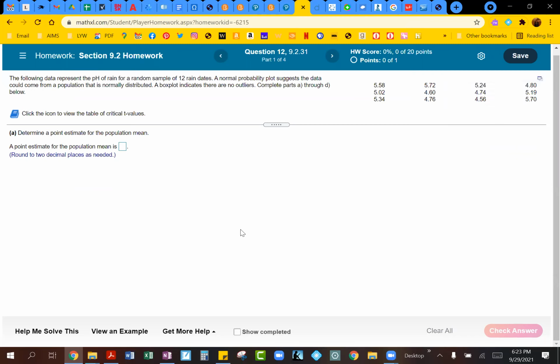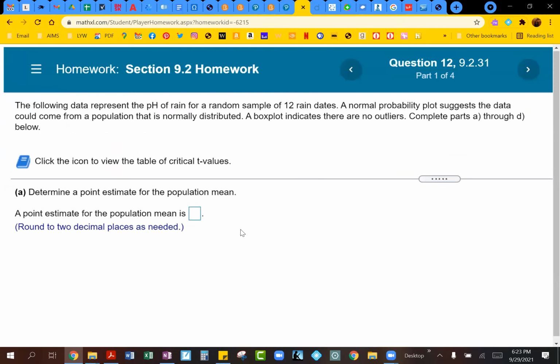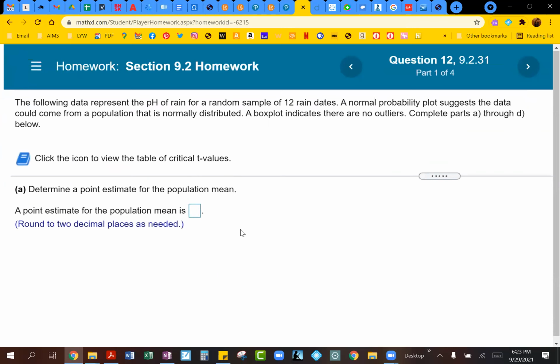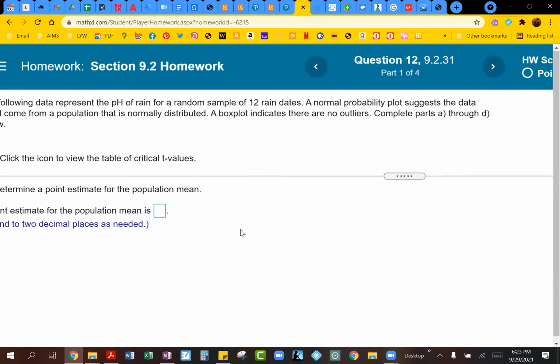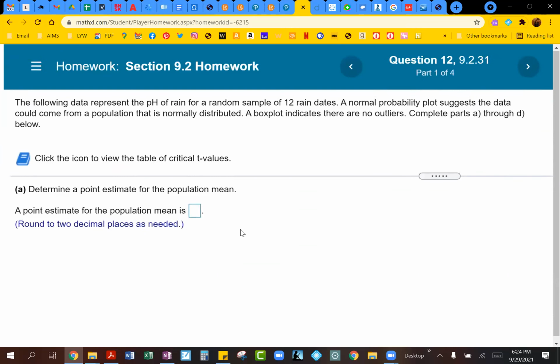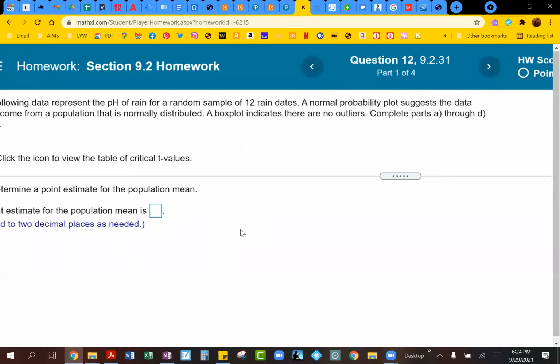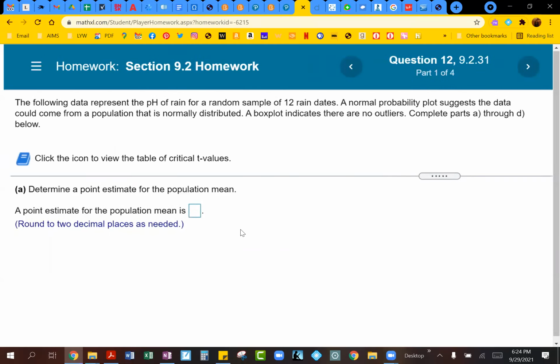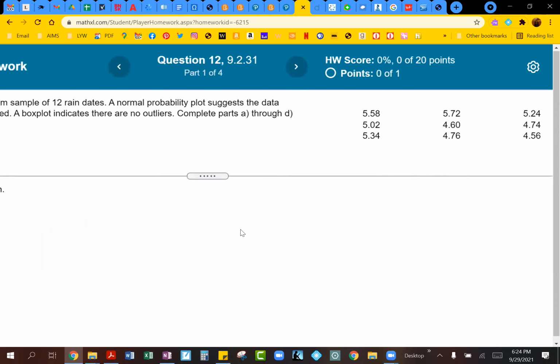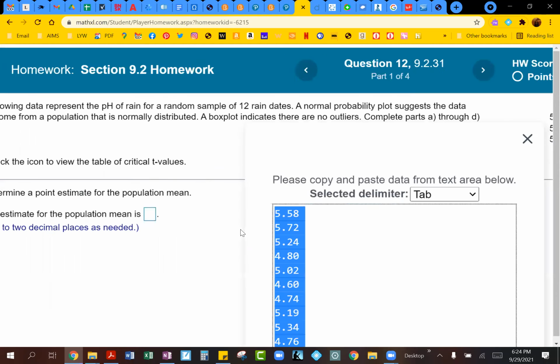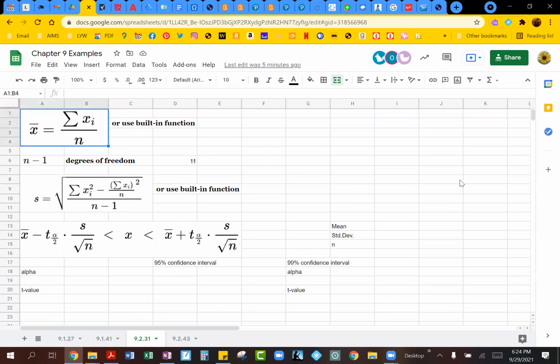Okay, so let's talk about this one. Pretty much the same thing, just with a smaller data set. This one is talking about the pH of rain for a random sample of 12 rain dates. They're saying a normal probability plot suggests that the data could come from a population that's normally distributed, and a box plot indicates there are no outliers. So we've got parts A through D. Let's go ahead and copy this over and paste it over here so we can do our little calculation.